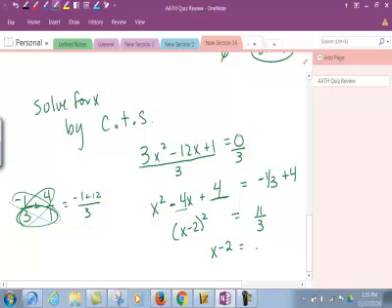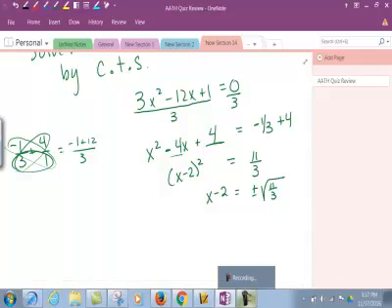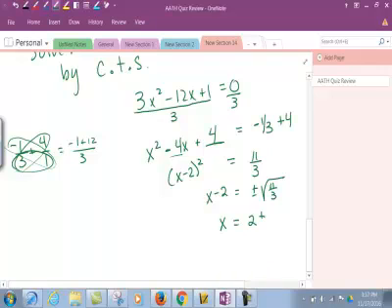We get x minus 2 equals plus or minus the square root of 11 over 3. We do not need to in this class ever rationalize the denominator. So if you're in the habit of getting that square root out of the denominator, you don't have to do that anymore. So last step is to say x is equal to 2 plus or minus root 11 thirds.